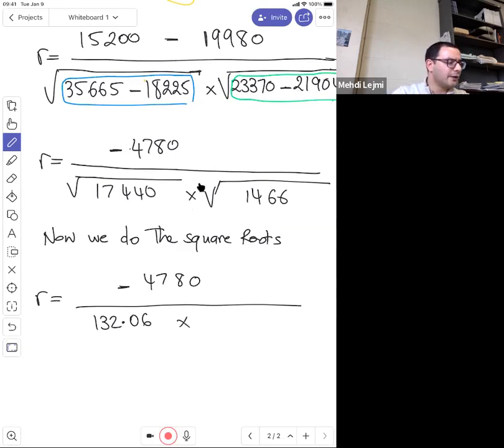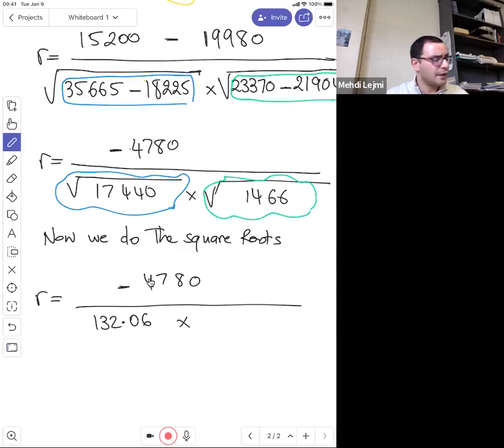Times. Now we have a second square root. Let me just circle this thing here. That's my first square root, and now we have a second square root, this one right here, the square root of 1,466. So that's actually 38.28, or 38.29 if we round. All right.